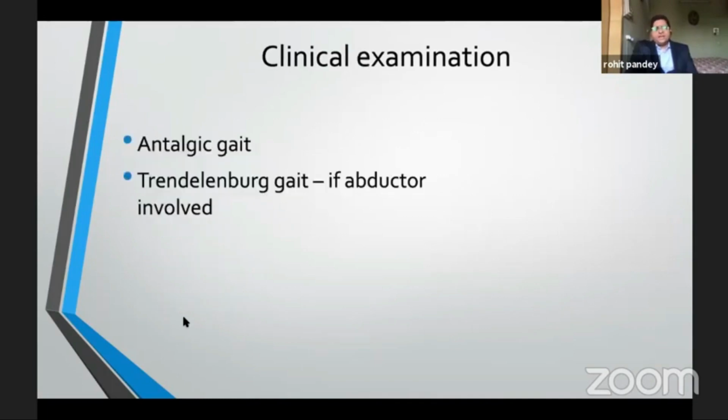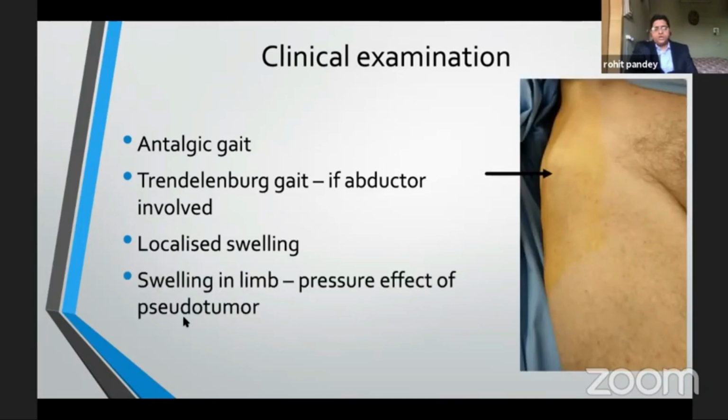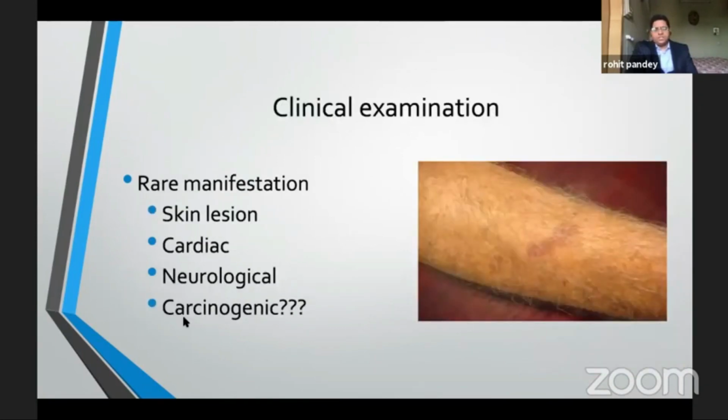On further clinical examination, the patient may show an antalgic gait, and if the abductors are also involved, it can show a Trendelenburg gait. This is one of our cases in which there was a localized swelling, and you can also get a swelling in the limb due to the pressure effect of the pseudotumor. It may also impinge on the neurological structures. Other rare manifestations can be a skin lesion or cardiac or neurological manifestations.